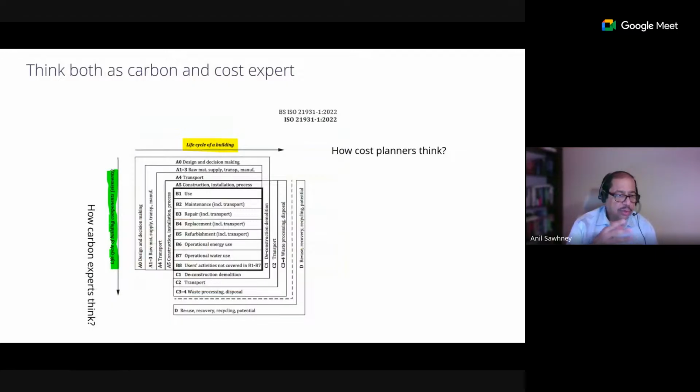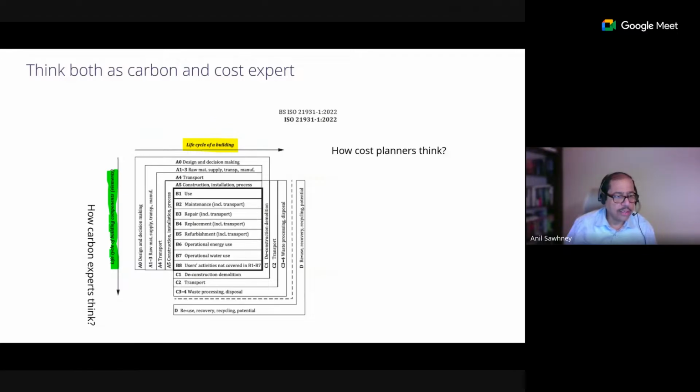When you do an LCA, you will have to start thinking both as a carbon expert as well as a cost planner. When you think of a cost planner, you have to think in terms of the life cycle of a building, the design stage, pre-construction stage, construction stage, and so on. But if you are a carbon expert, you also need to think, as you just saw, across the product life cycle also, meaning raw material supply, transport, the construction, installation, and process of those individual products and processes. So this is sort of the dimension in which you are looking at.